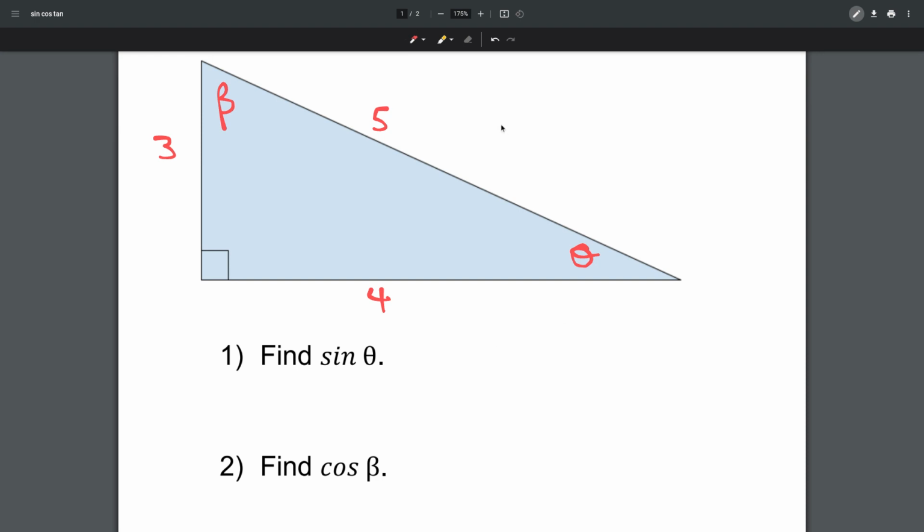Let's define sine to start, which is spelled S-I-N-E and abbreviated sometimes S-I-N. That stands for the side opposite the angle in a right triangle over the hypotenuse. So let's talk about what those are.